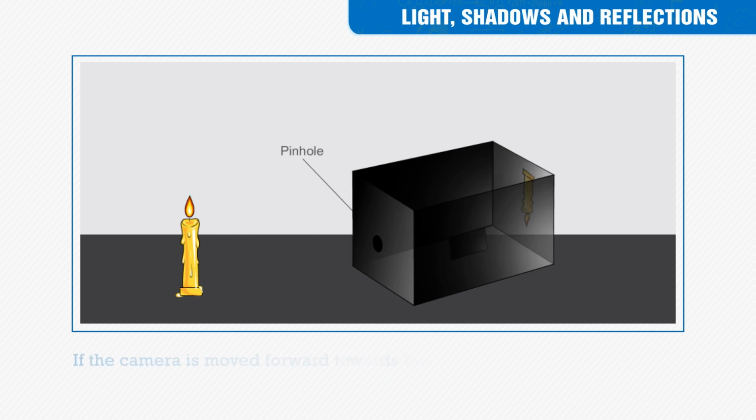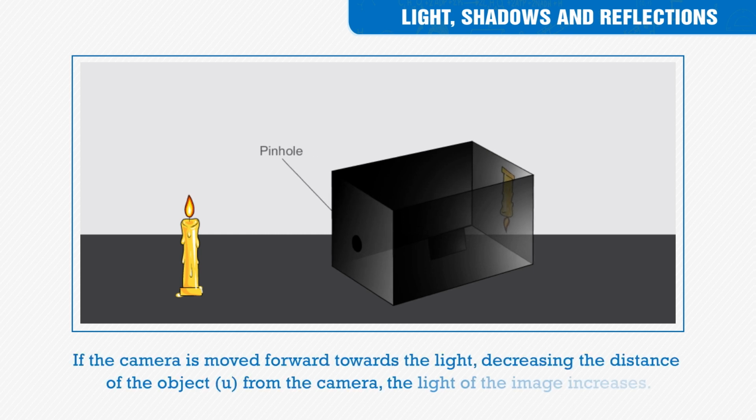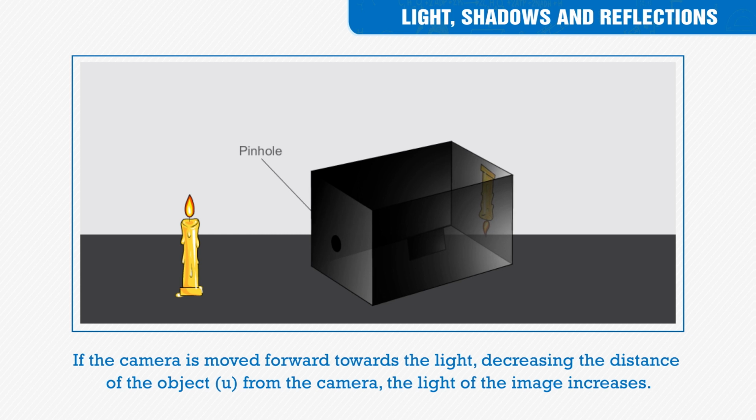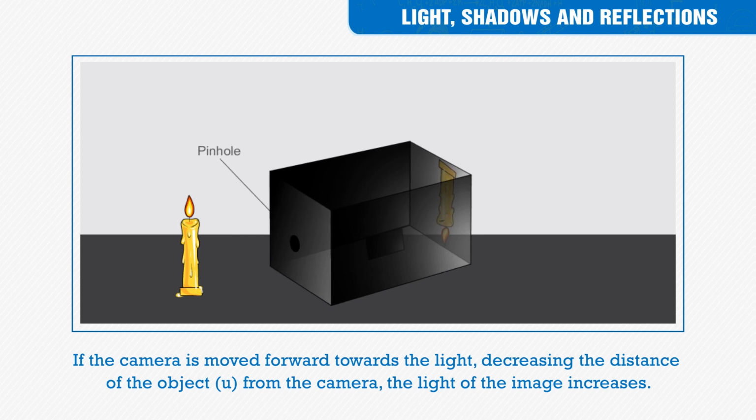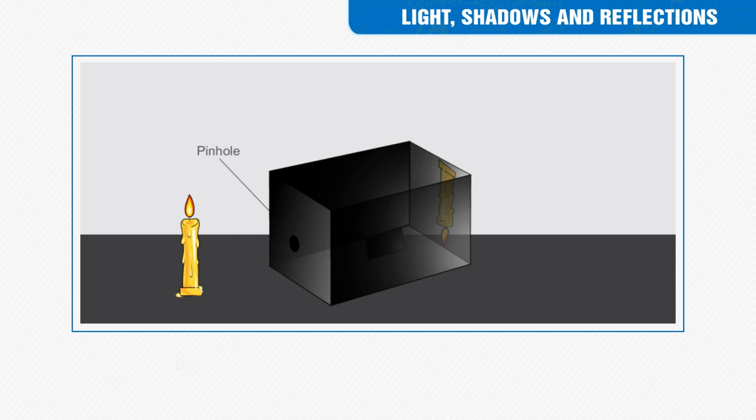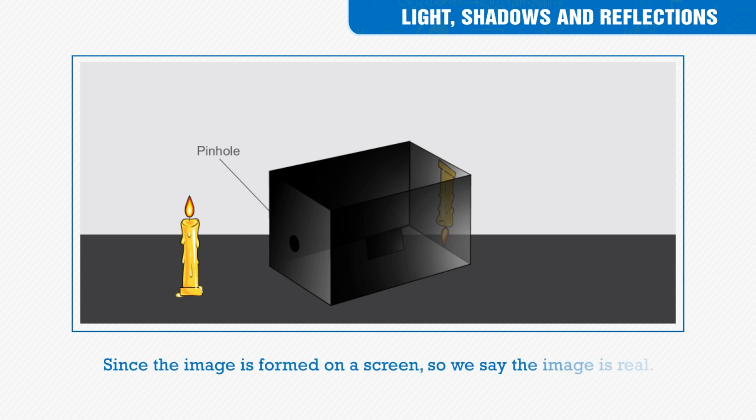If the camera is moved forward towards the light, decreasing the distance of the object U from the camera, the brightness of the image increases, but the image remains clear and sharply focused. So, there is no focusing adjustment needed. Since the image is formed on a screen, we say the image is real.